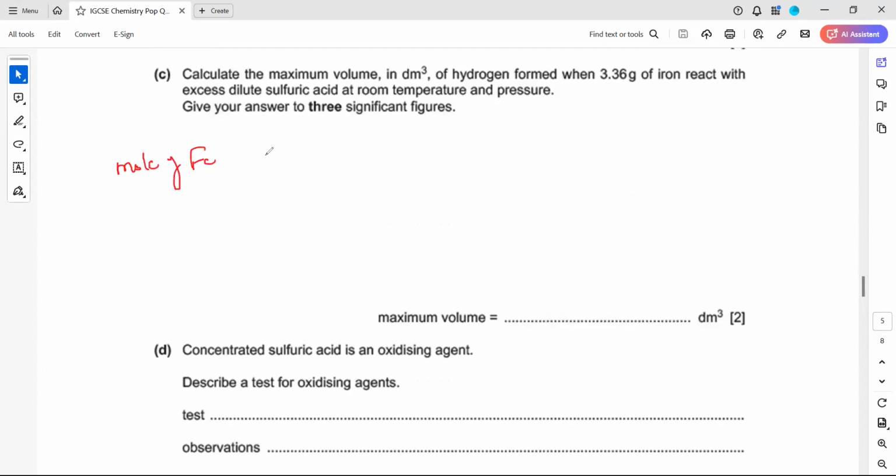Moles of Fe. Moles equal mass in gram, which is 3.36, divided by the molar mass. In this case, iron is 56. So 3.36 divided by 56 is 0.06 moles. So we get 0.06 moles of Fe. By using the equation, the mole ratio is 1:1, so we'll get the same answer, 0.06. So this will be X.